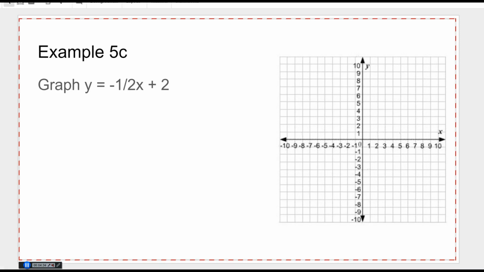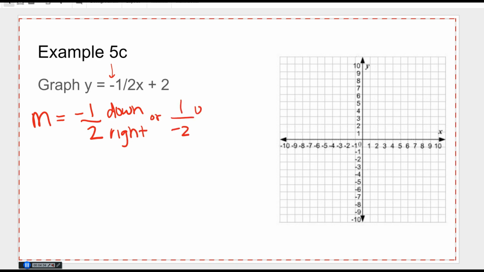So for this graph here, our slope is m equals negative 1 over 2. Make sure you're placing the negative in the top or the bottom, not in both locations, just a single negative. So that would be down and to the right. Or 1 over negative 2, that's going to be up and to the left.